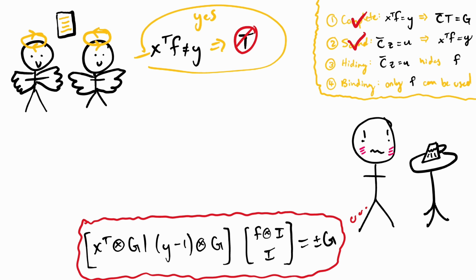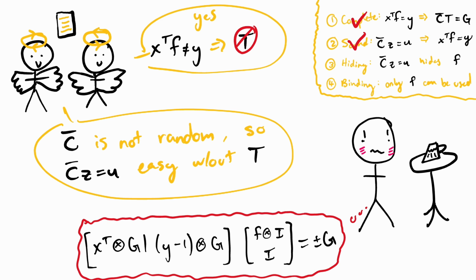Hey, you did prove that if x transpose F is not equal to Y, you can't generate a trapdoor easily. But don't forget that we need C bar and U to be random. If C bar is not random, it might be easy to pre-image sample Z even without this trapdoor T.